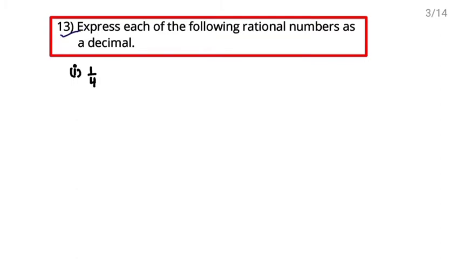Next question, question number 13. Express each of the following rational numbers as a decimal. Decimal में convert करना है. 1/4 means divide 1 by 4. 4 ones are 4 is not possible. So I am taking here 4 zeros are 0. आप ना जाने की 0 भी लगा सकते हैं. But to avoid mistakes I am using 4 zeros are 0.